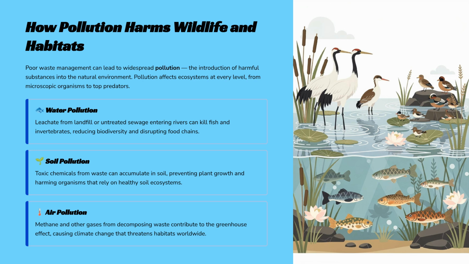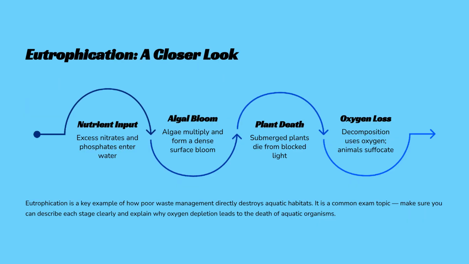Poor waste management leads to pollution, which harms water, soil, and air quality. Contamination disrupts food chains, prevents plant growth, and even contributes to climate change through greenhouse gas emissions. Eutrophication is a critical example of this impact. Excess nutrients from waste cause algal blooms that block sunlight and deplete oxygen, which can destroy aquatic habitats and lead to the death of many organisms.